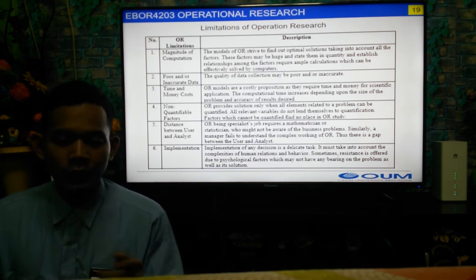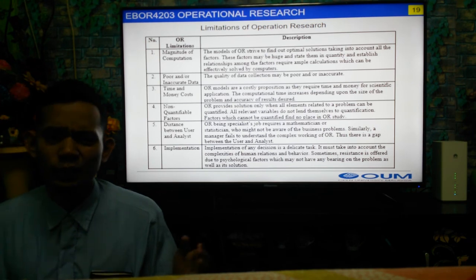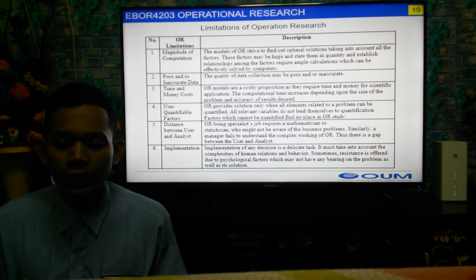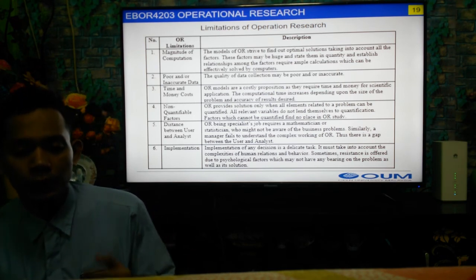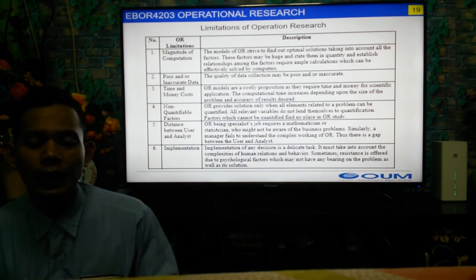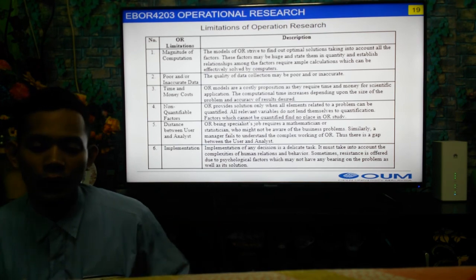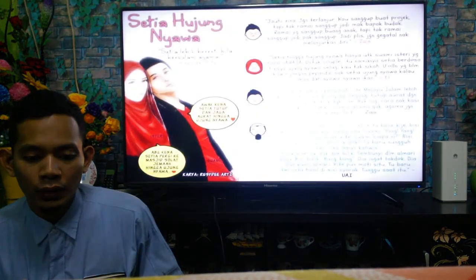Okay. And then during implementation there may be resistance due to psychological factors. For human relations and behavior, sometimes we get some resistance during the implementation of OR.